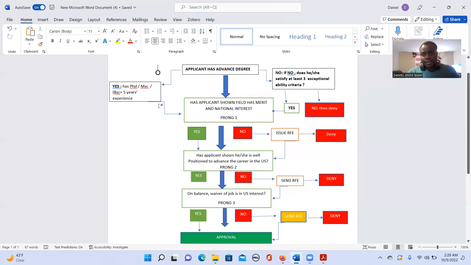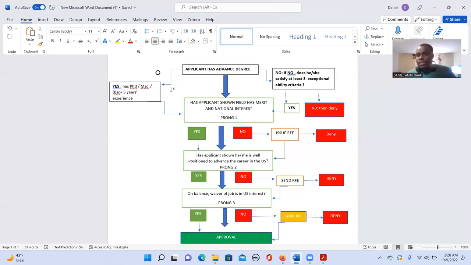So that is it. Now, after advanced degree, you ask yourself, does that mean everybody with an advanced degree gets approved? Not everybody. If everybody with a master's or a PhD should be getting approved, then at least half of the world would be residing in the United States. But a lot of people have an advanced degree.